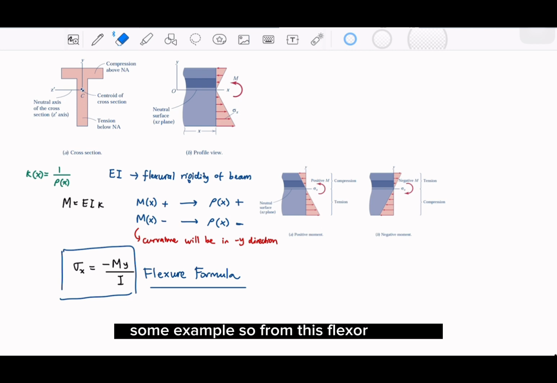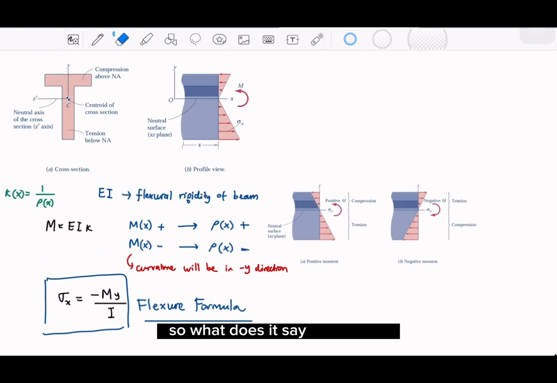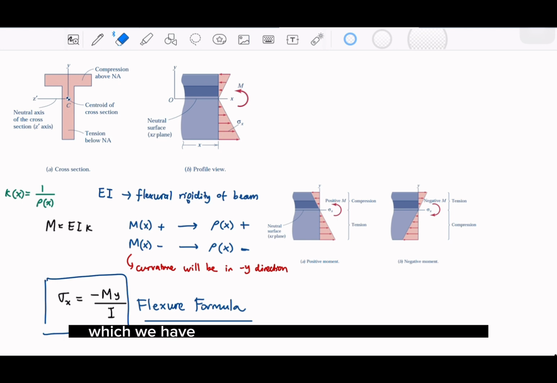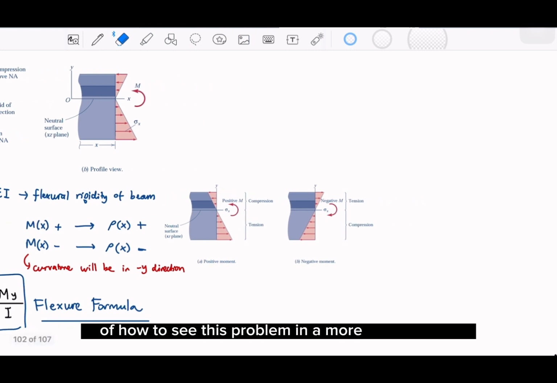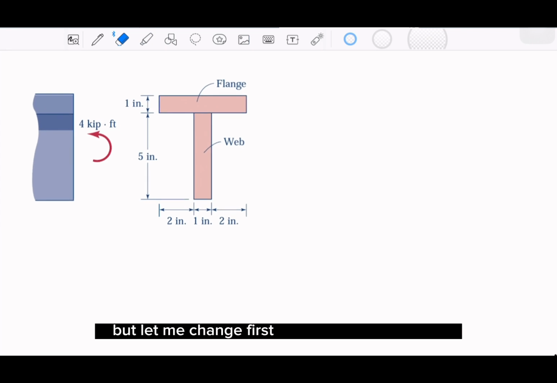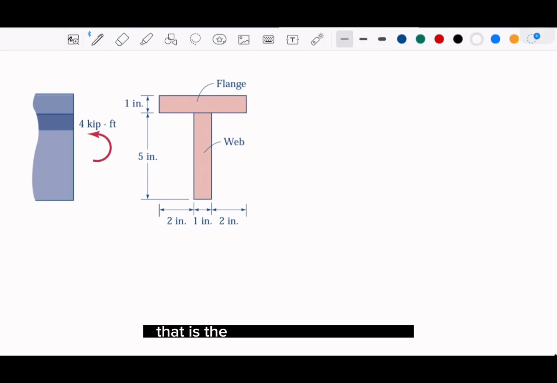Okay, so from this flexure formula, what does it say? Later we are going to see what we have in between the positive and negative, which is the neutral axis or our neutral surface. The neutral surface will determine where the locations are in which the beam will have compression or tension. Okay. So I will give you an example of how to see this problem in a more practical way. We have a problem here, but let me first change the numbers into a unit that is the same as our textbook, because the one that I use here is a little bit different. So let me change first.